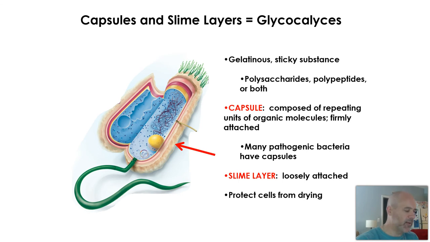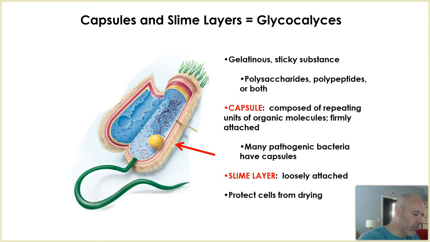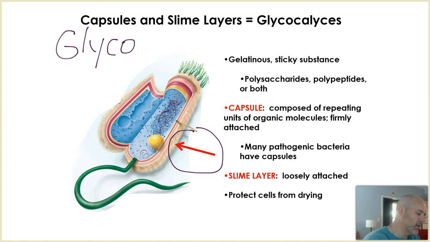All right, so let's talk about this outermost covering first. Again, your textbook is classifying this as an extension off of the cell surface or cell envelope, but we're going to talk about it as one of those four surface layers that make up the envelope. So all of these surface layers together make up the envelope. On our generic bacterium there in brown, this is representing something called a glycocalyx.